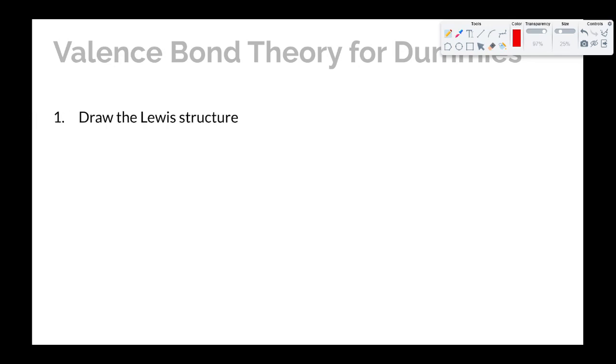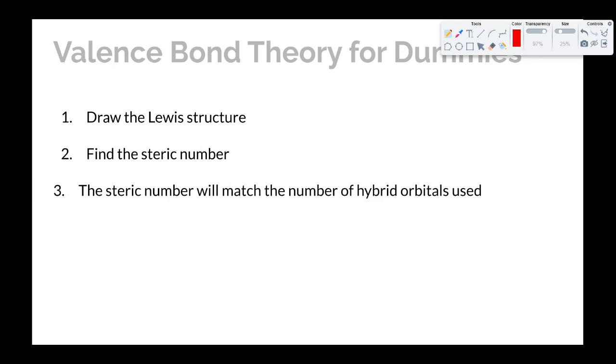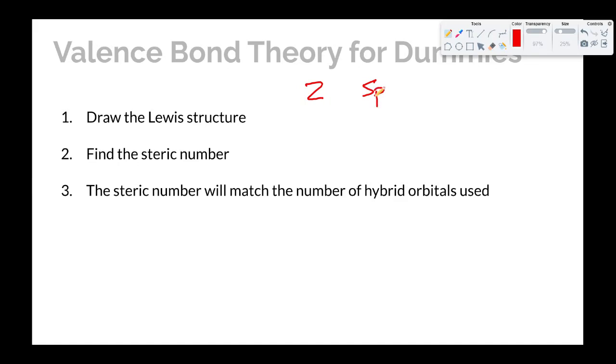First, draw the Lewis structure. Second, find the steric number for any atom that you're interested in knowing the hybridization of. Third, the steric number will match the number of hybrid orbitals used. So for example, if the steric number is 2, that means you're going to need 2 hybrid orbitals. So it's s and p hybridized. If the steric number is 3, it's sp2 because you need 3 orbitals. There's only one s, so you have to use 2 p's. If it's 4, that's sp3.